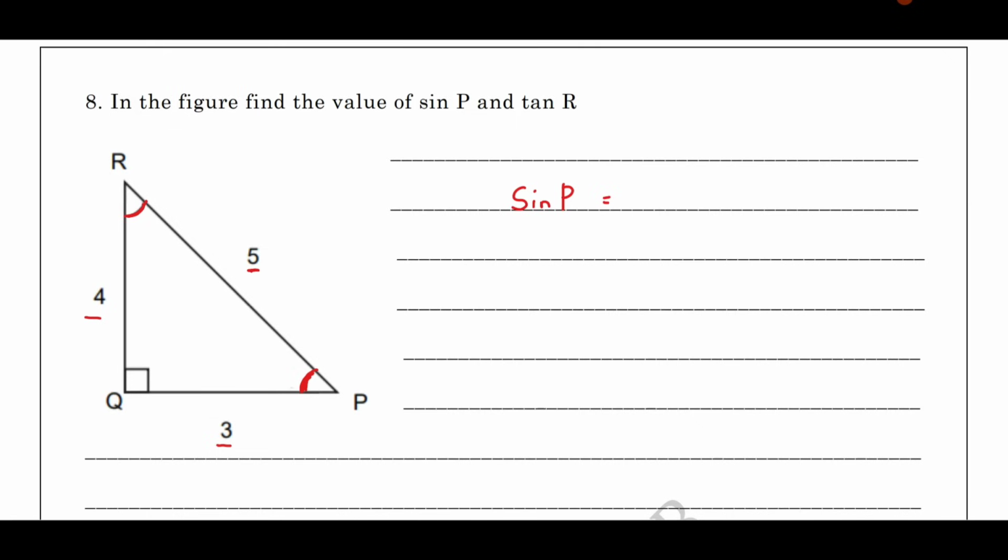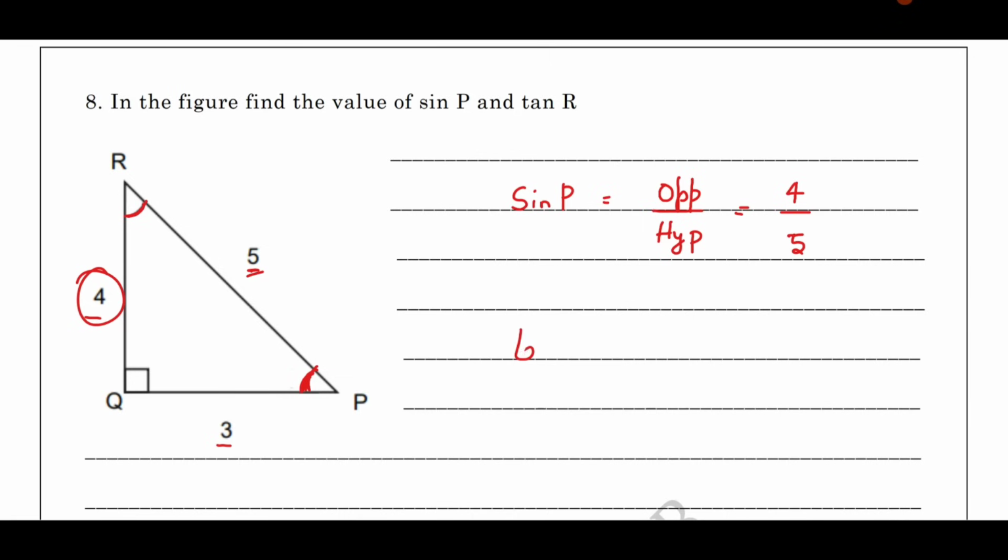The ratio is opposite side by hypotenuse. Here what they have asked is sin P. With respect to angle P, you should write out the sine ratio. With respect to P, what is opposite? Opposite is 4 with respect to angle P. Hypotenuse will be the same, that is 5. Therefore, sin P is 4 by 5.